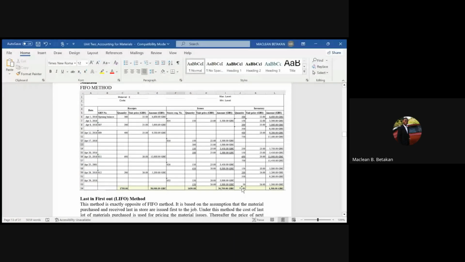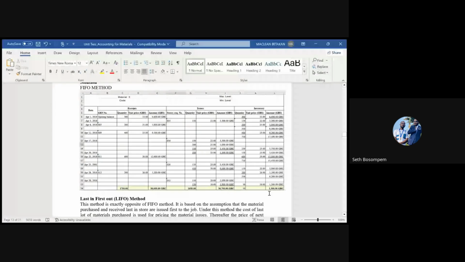Then you also receive the amount 38,000, and then you issue out 36,700. So 38,000 minus 36,700, what will you get? 1,300. Good. That is why the balance is also 1,300. So this is just to help you check your calculations.